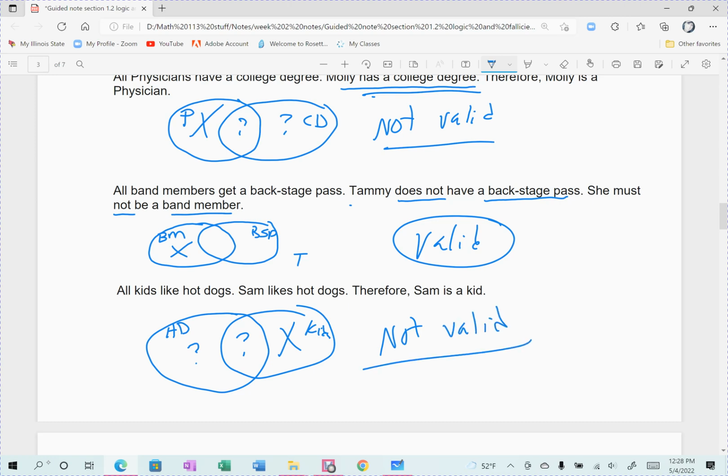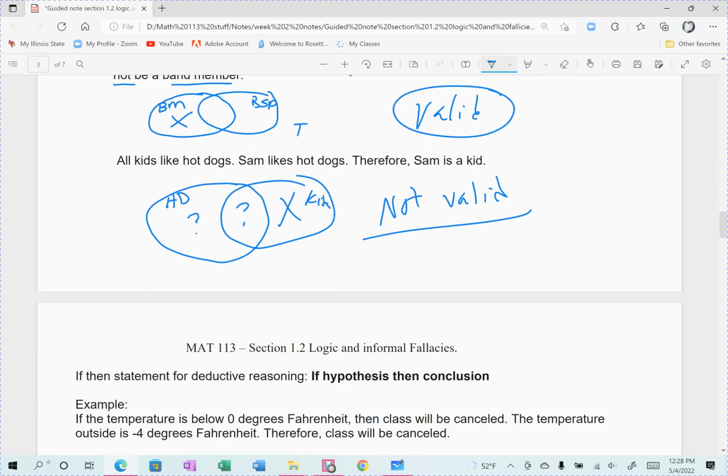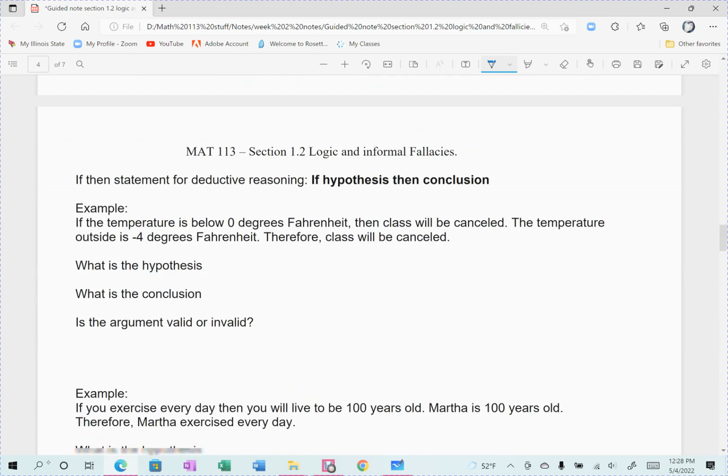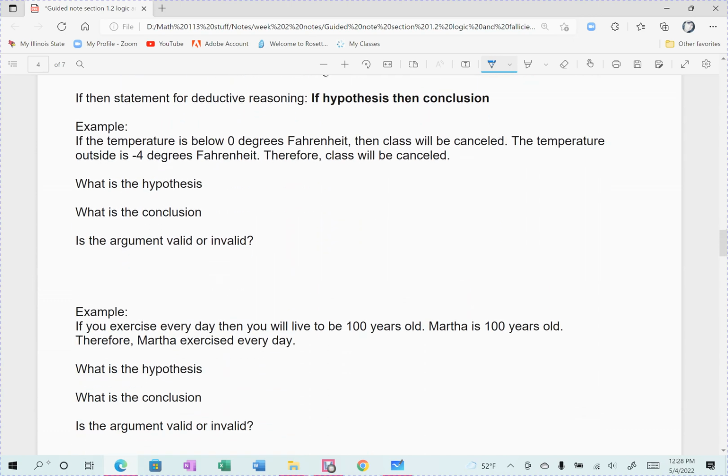All right, the next couple of arguments we're going to look at are specifically if-thens. Looking at if-then statements for deductive reasoning, we determine if they are valid or not. If the temperature is below 0 degrees Fahrenheit, then class will be canceled. The temperature outside is -4 degrees Fahrenheit. Therefore, class will be canceled.